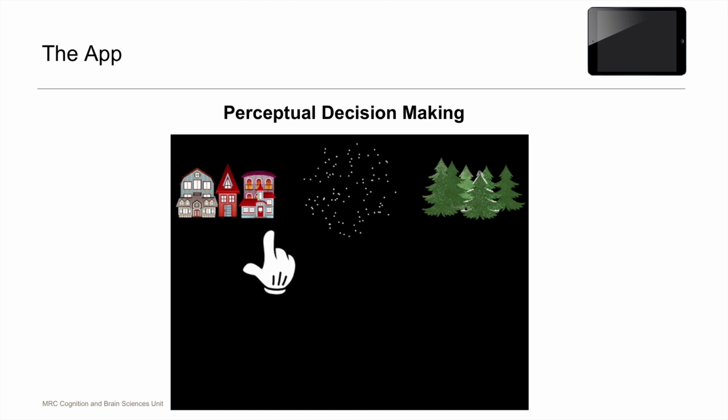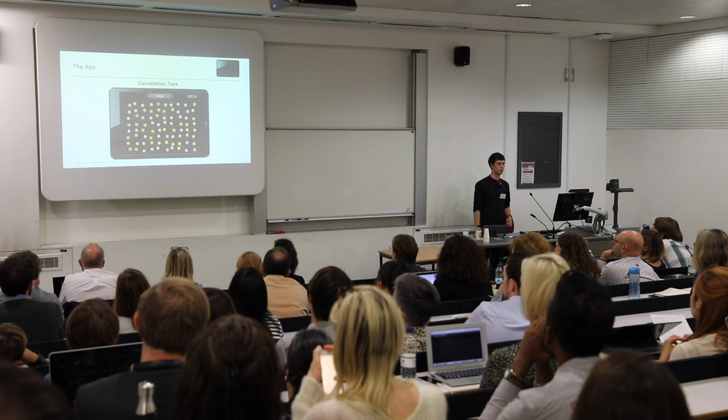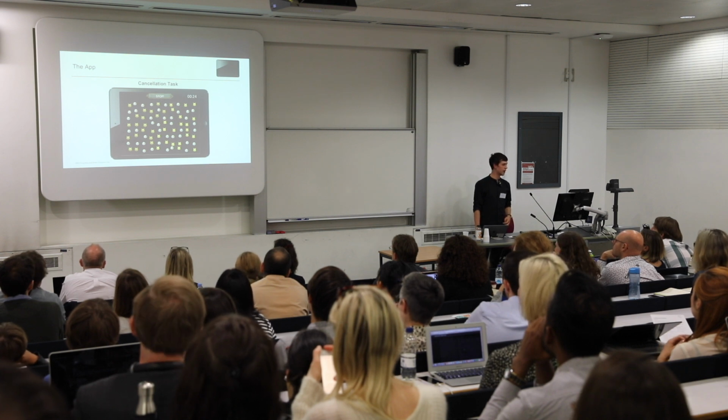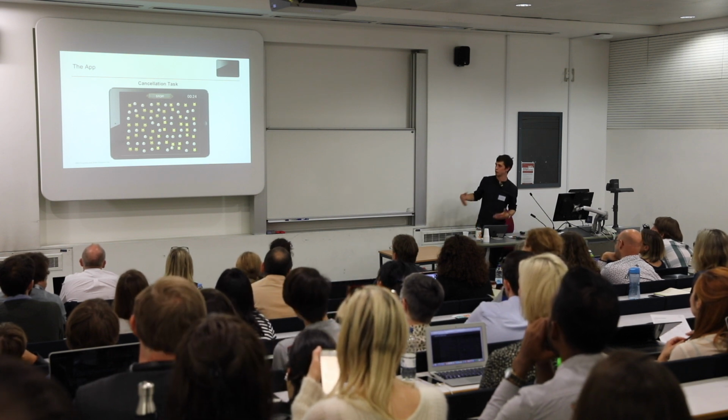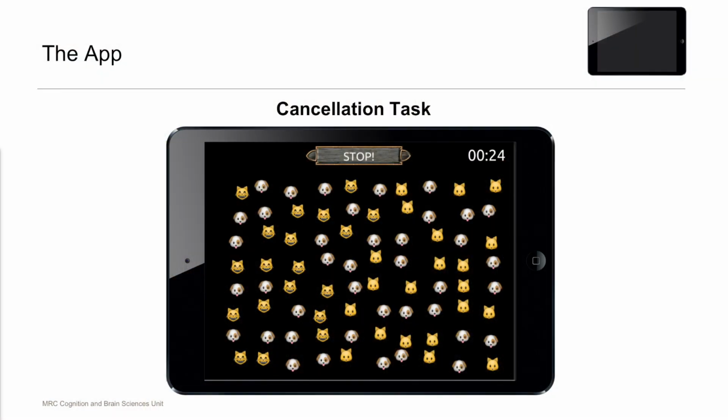And then we have a cancellation task, which is very loved by the kids because the cats meow when you press them. So you basically have to look for all of the cats, press them, and ignore all of the dogs. And this measures search organization.